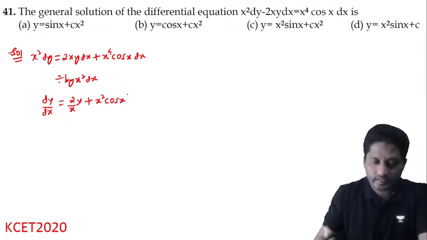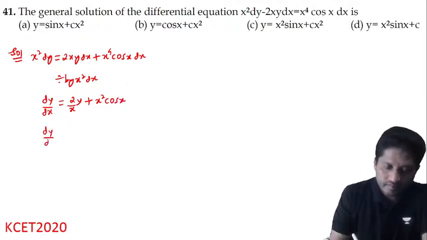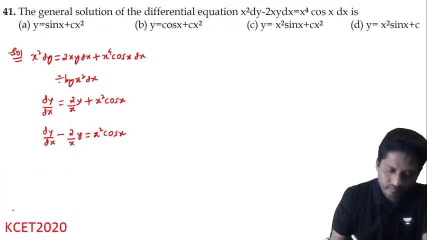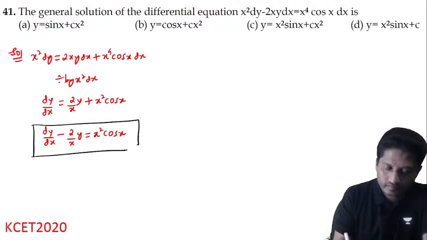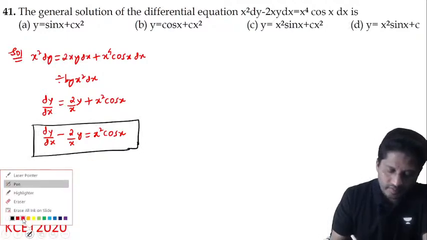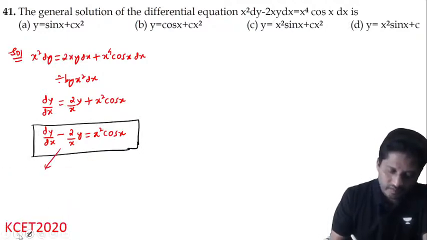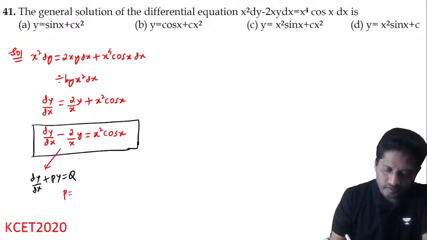Okay, if I divide by x square, shift to LHS, this is dy by dx minus 2 by x into y is equal to x square into cos x. Now this is of the form dy by dx plus py is equal to q, linear differential equation. Right, p is equal to minus 2 by x and q is equal to x square into cos x.